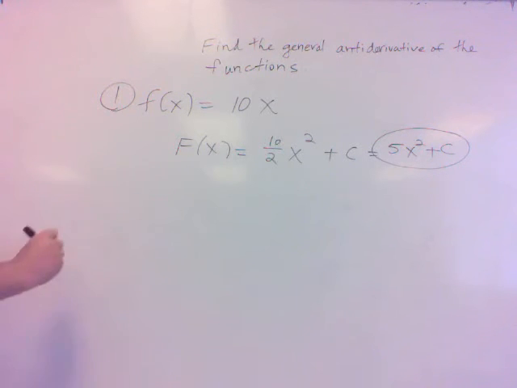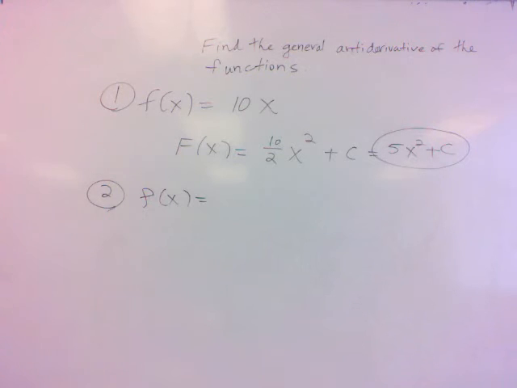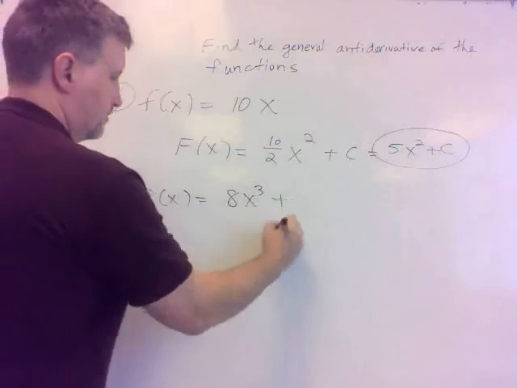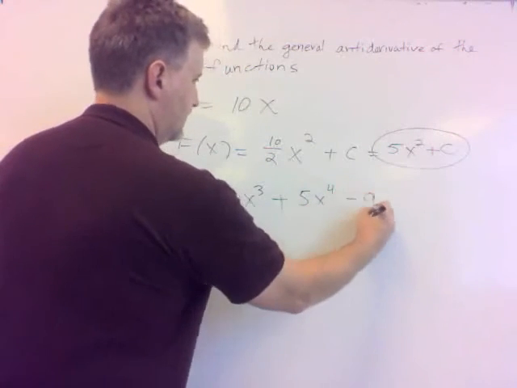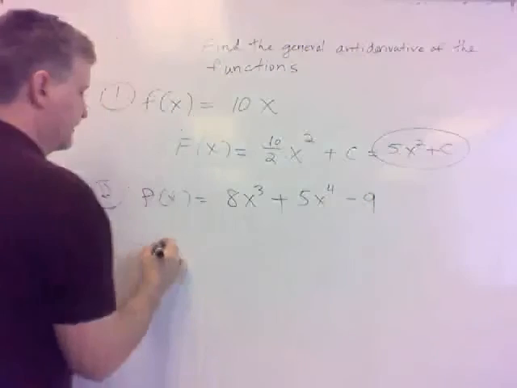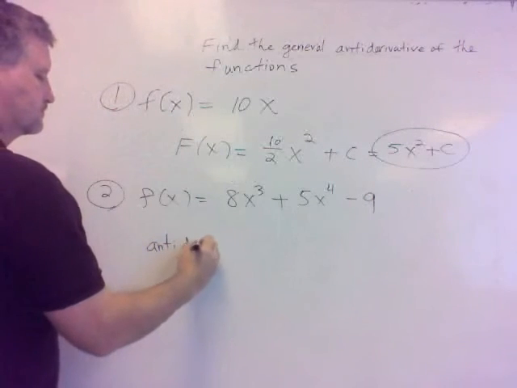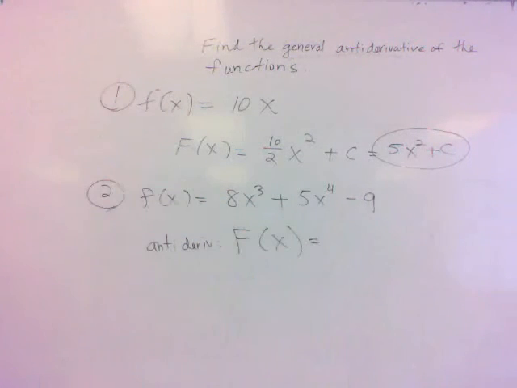All right, number 2. F of x equals 8x cubed plus 5x to the 4th minus 9. Again, find the general antiderivative. Big F of x is what we're calling it if it's little f of x to start with. Big F of x would be, so what would I have here?